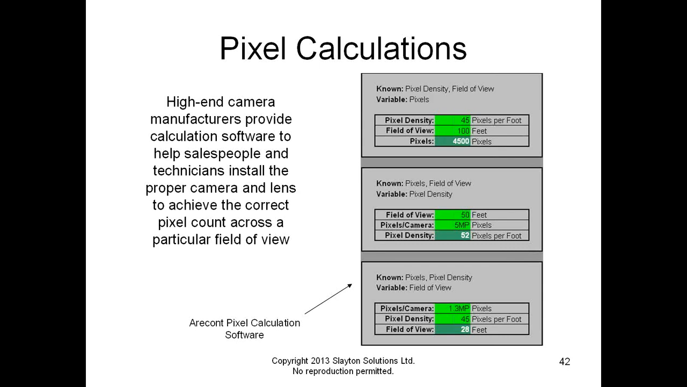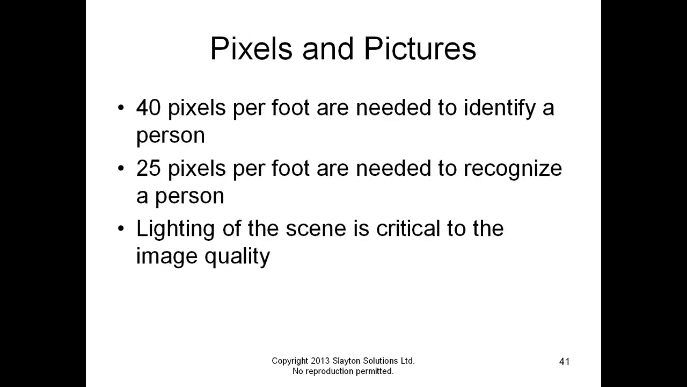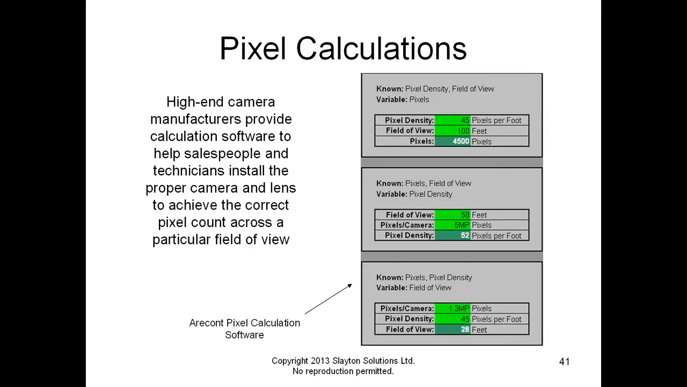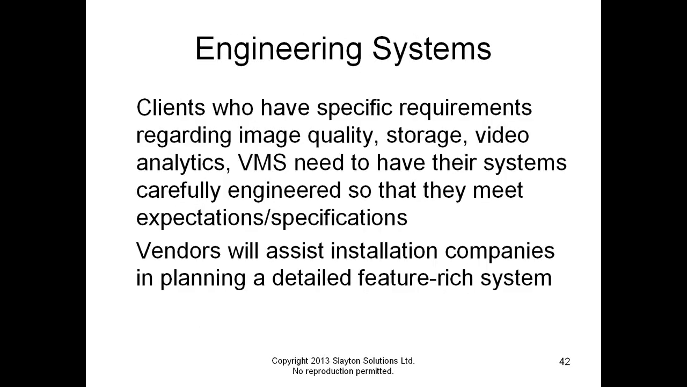And just remember, let's step back one slide to remember these issues again. If we want to identify a person, we need 40 pixels per foot. If we want to recognize a person, we need 25 pixels per foot. Those are the two things that you need to remember.